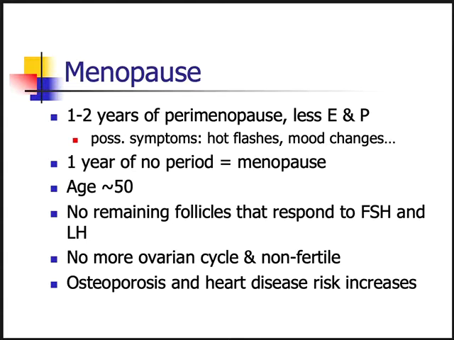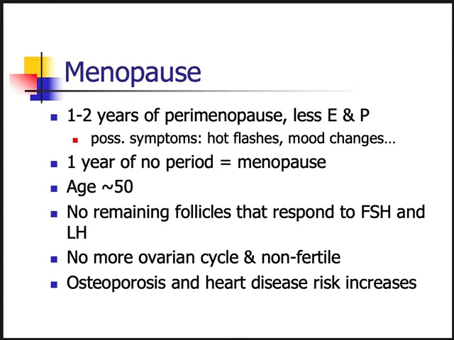Okay, so about 1 to 2 years before menopause is called perimenopause. You will have irregularity of your estrogen, progesterone, and that can lead to a lot of symptoms like hot flashes, mood changes. Once you've had a whole year of no period, then you're considered to be in menopause. This process usually is around age 50.